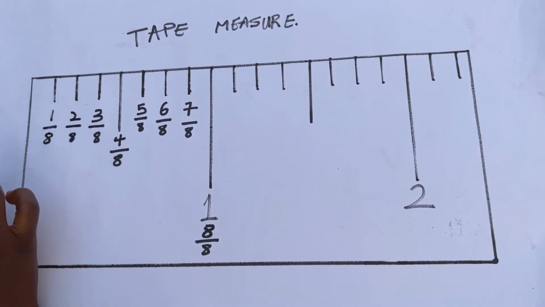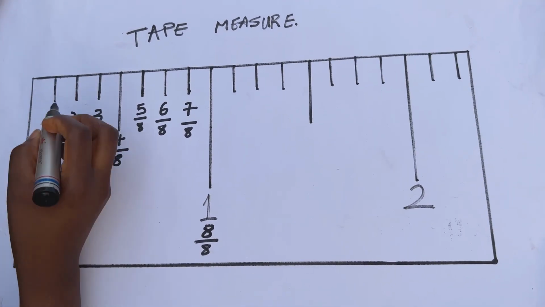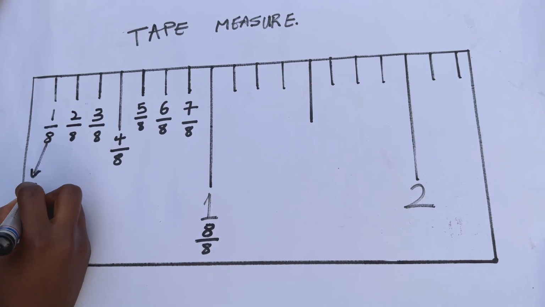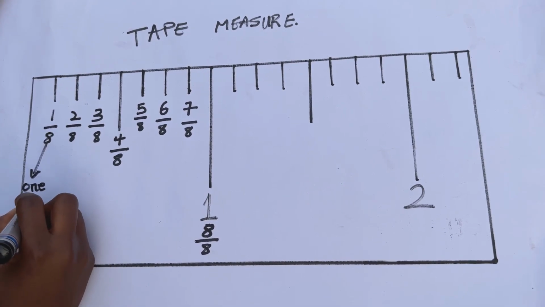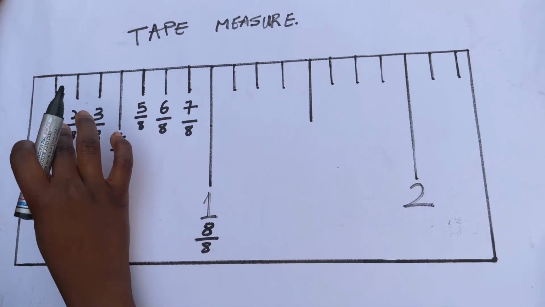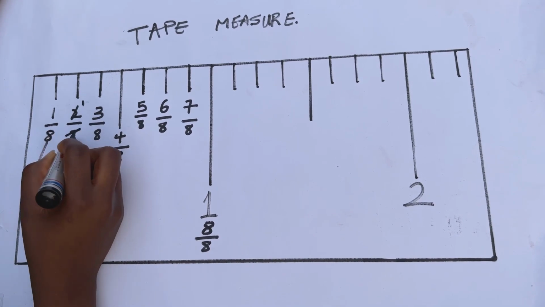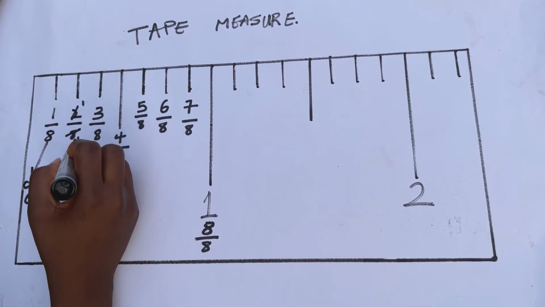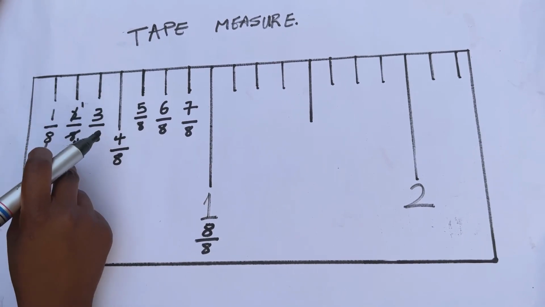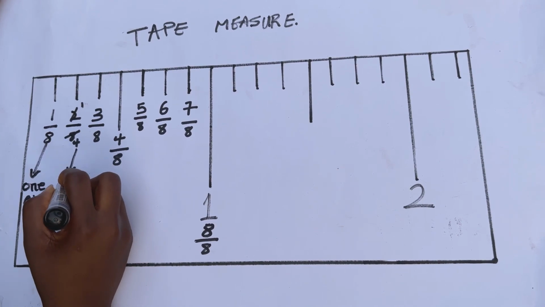So for the first bar, 1 divided by 8, it is not divisible, so we are going to call that 1/8. So that first bar on your tape is called 1/8. Now for the second one, 2 divided by 8, 2 divided by 2 is 1, and 8 divided by 2 is 4. So that is 1/4, otherwise known as quarter, right? So I'm going to mark an arrow and I'm going to put down quarter.